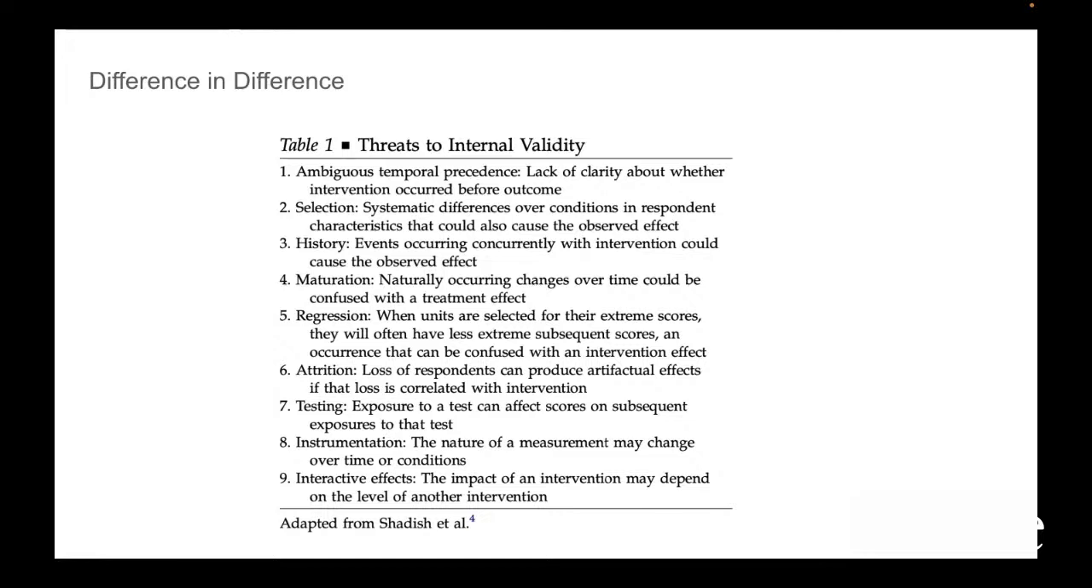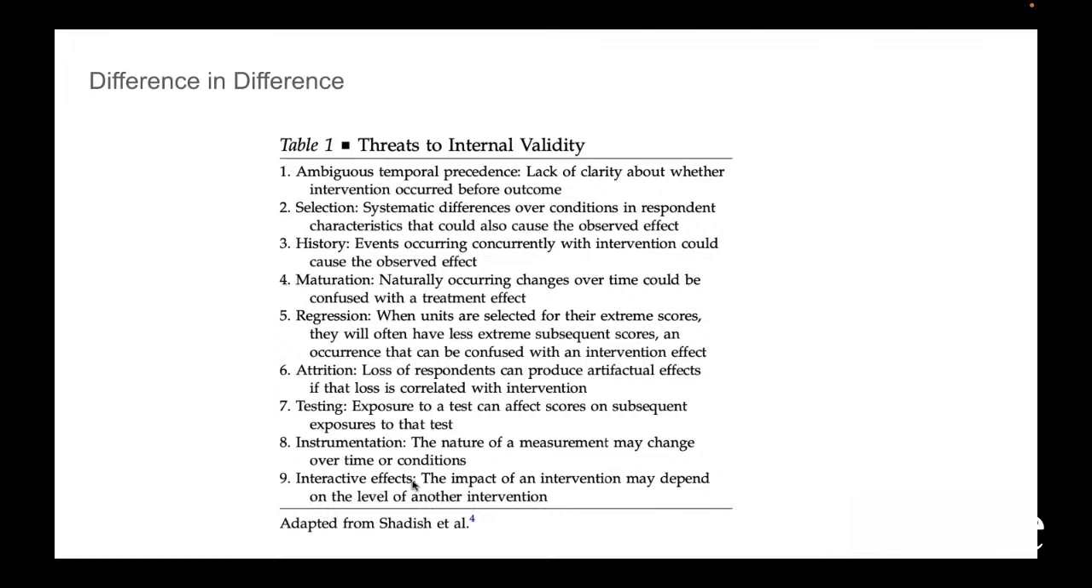Testing also: exposure to a test can affect the score on subsequent exposure to that test. So there are pre-test and post-test designs, where somebody can test those patients twice, not in this fashion of time series, but in other types of quasi-experimental studies. You can observe the patients twice, like the way I showed in a repackaging. You observe them the first time, then the second time, and the first test can affect the second test in one way or another. Then instrumentation: the instrument used to test the efficacy or effectiveness may change over time.